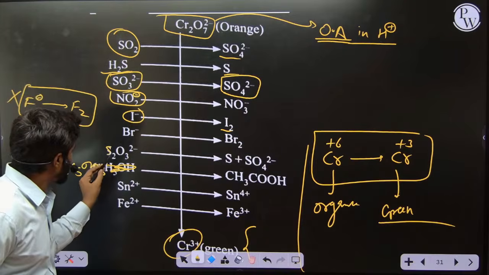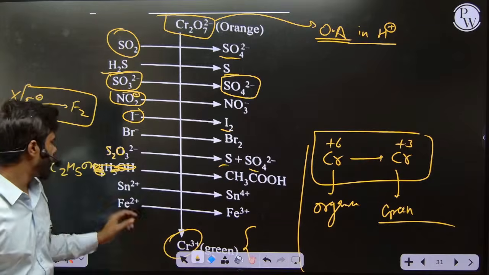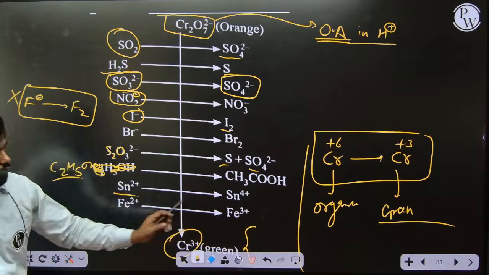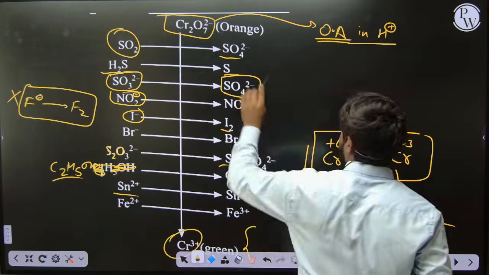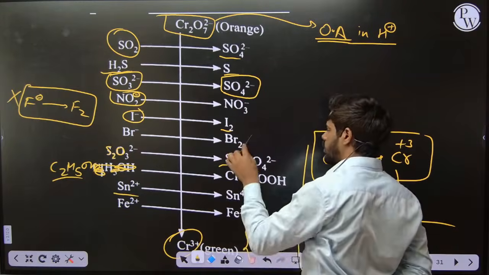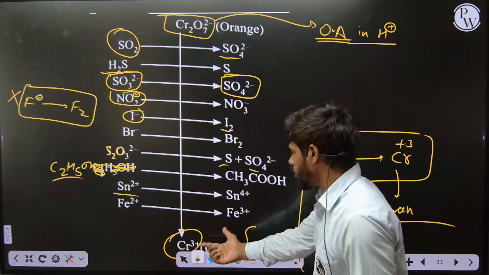Next, thiosulfate will be converted into sulfur and sulfate. Alcohol will be converted into acid. Sn2+ to Sn4+, Fe2+ to Fe3+. That only you can remember. These are the reactants, and the details of all the reactions are given, that is the products we are getting.